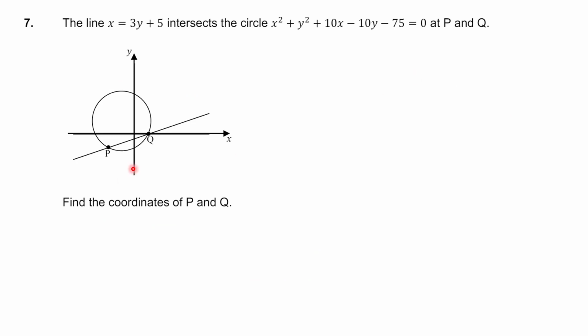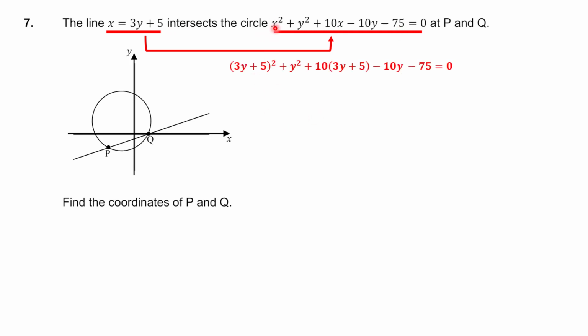Next one. We've got a straight line that cuts a circle at 2 points, P and Q. We want to find what are the coordinates. So what we have is we've got an equation and we've got another equation. We want to find out where they cross, so we just solve them simultaneously. The easiest way is to put this x into, every time you see x here, change it into 3y plus 5. Substitute x into this equation. So we get this. So x squared becomes this bracket squared, 10x becomes this, and everything else stays the same up here. When you square 3y plus 5, you get 9y squared, that's square the first one.